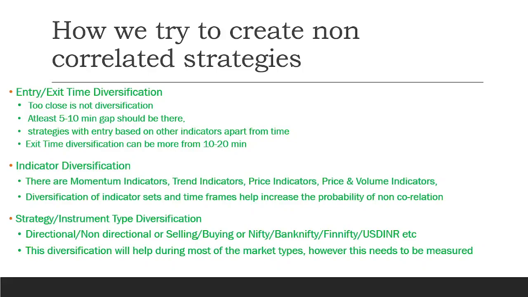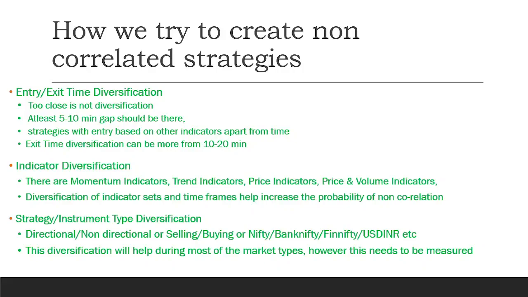The other set is strategy or instrument type of diversification, which I explained earlier when we were talking about the difference between ZIP and GMP. When you do directional or non-directional selling or buying, you change the instrument from Nifty to Bank Nifty to Fin Nifty or USD INR, whatever you do, it will also induce a diversification or increase the probability of non-correlation. This will help mostly in different types of markets, but this needs to be measured on a regular basis, because sometimes Nifty and Bank Nifty would perform very similarly, and the traps would be similar across both. Breakouts will fail across both, but it needs to be observed quite regularly.